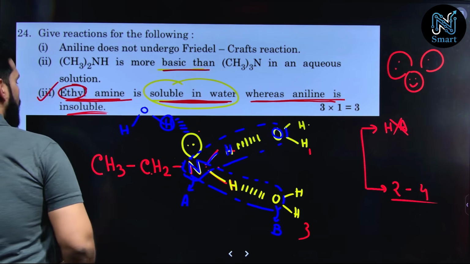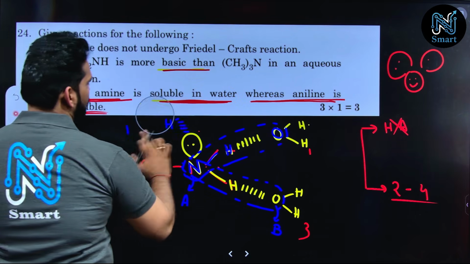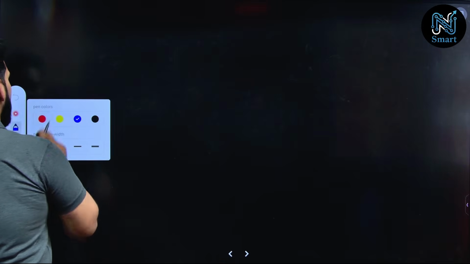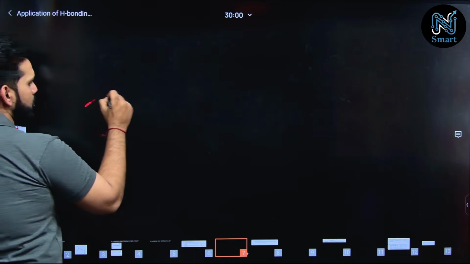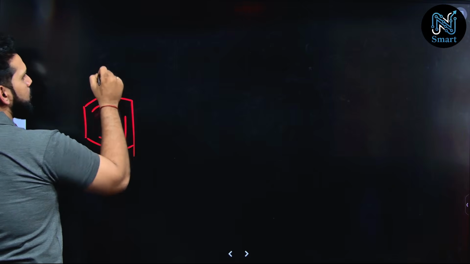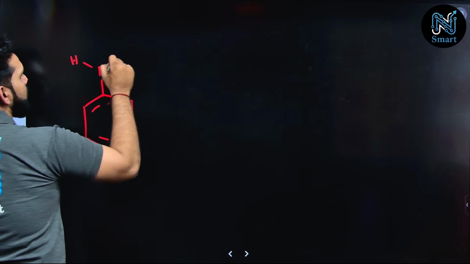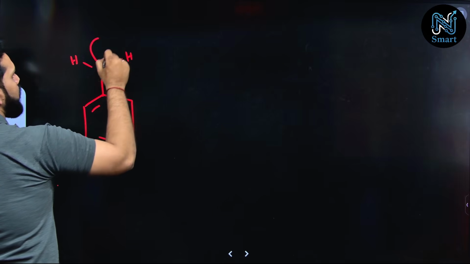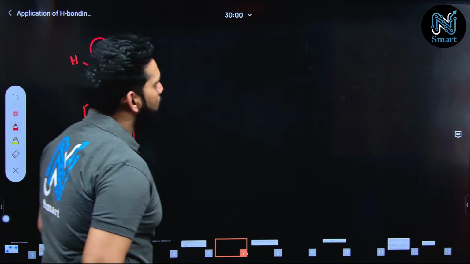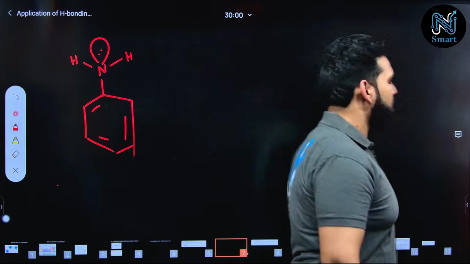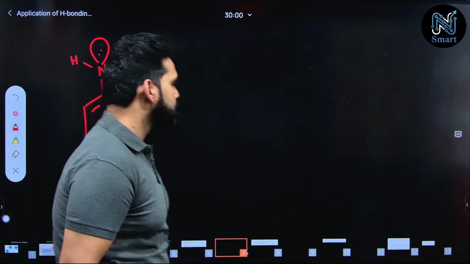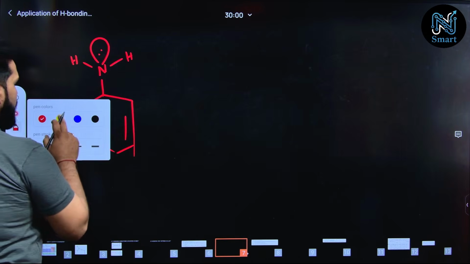Now, what will happen for aniline? So I'm going to just go to the next slide. Now if we take aniline over here, okay, come on, give it a try. How many hydrogen bonding can aniline make? Who is it making with? With, guys, it is making with water only, right? So how many total hydrogen bonding can it make? Give it a try, guys. Pause this video and give it a try.